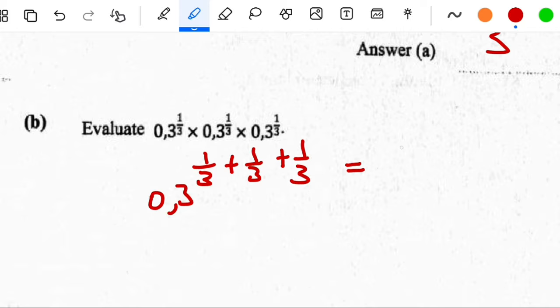This is going to give me 1 and then 0.3 here. So my answer is 0.3.